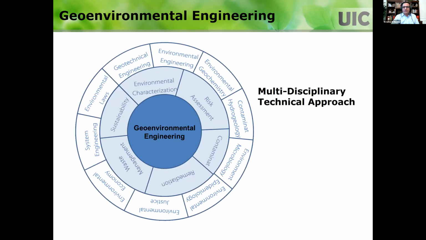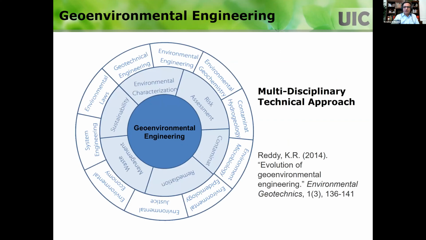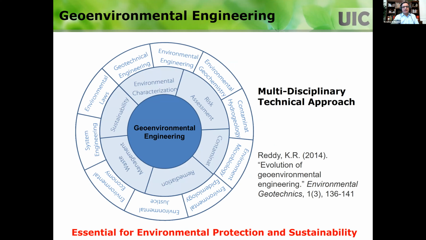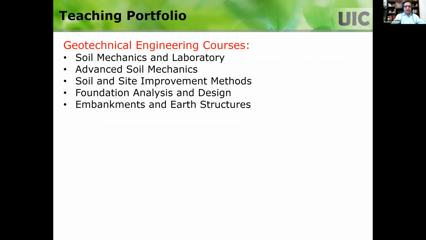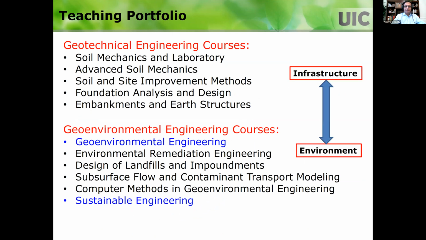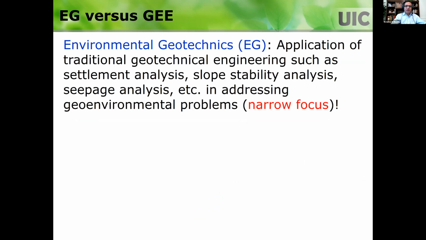And as I mentioned, it's a multidisciplinary technical approach. I wrote an article in 2014 on how geoenvironmental engineering has evolved. And this geoenvironmental engineering is very essential for environmental protection and sustainability. So we should be looking for infrastructure development. At the same time, we should also be looking for environmental protection and sustainability. So when we teach in the universities, we should be teaching geotechnical engineering courses. We should also be teaching geoenvironmental engineering courses so that we are developing the infrastructure while at the same time trying to protect the environment.